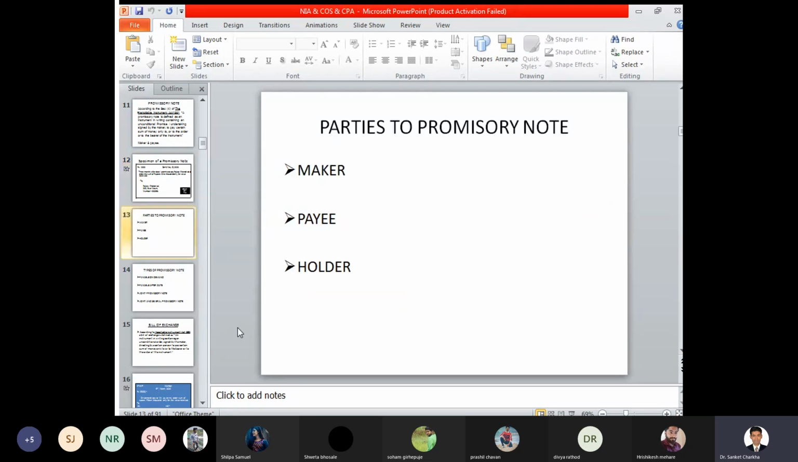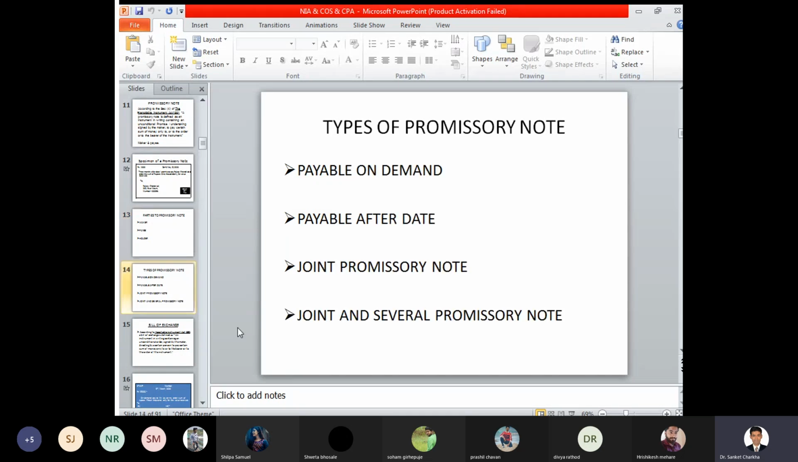Parties to the promissory note: usually there are only 2 parties, but a third party can arise whenever a particular person is holding a certain instrument. The person holding the instrument is called a holder, and in this case the parties become 3. So maker, payee, and holder are the 3 parties to the negotiable instrument. Types of promissory note: payable on demand, payable after date, joint promissory note, and joint and several promissory notes.